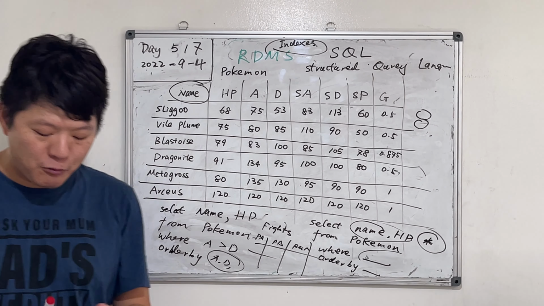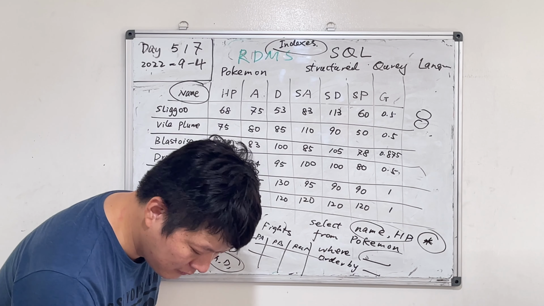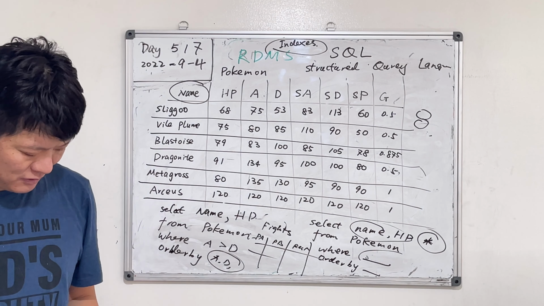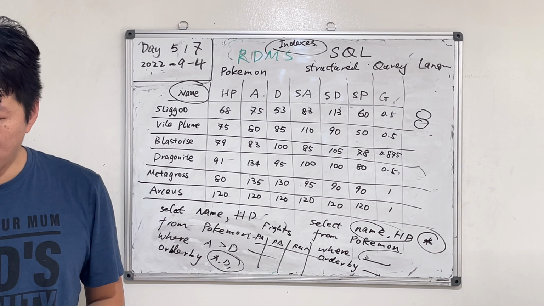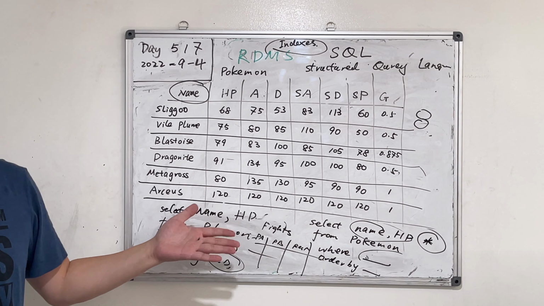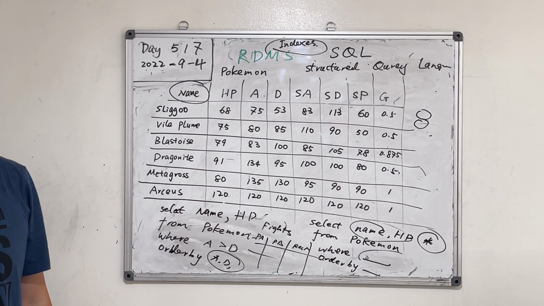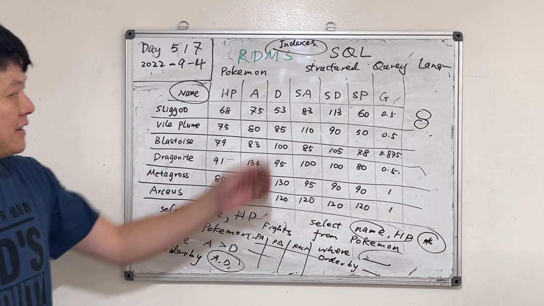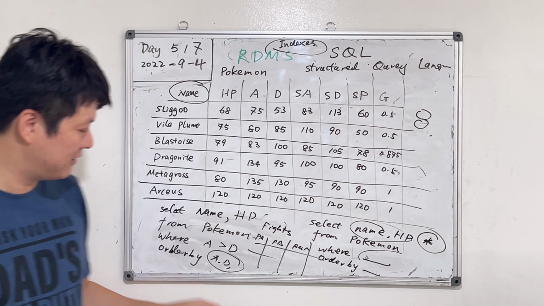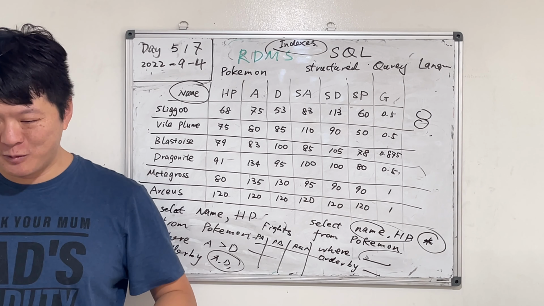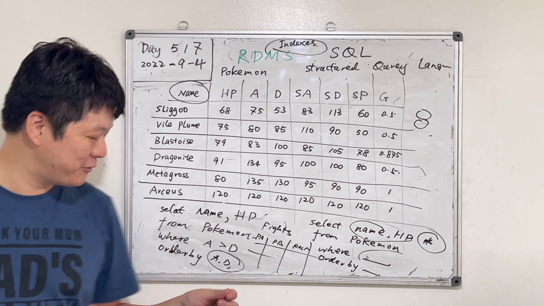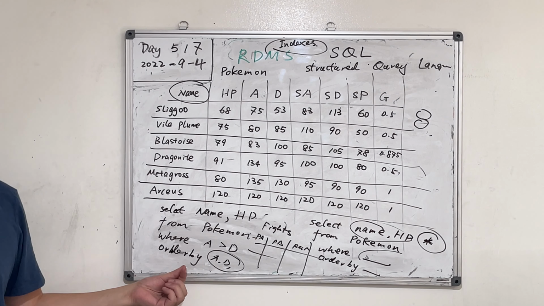To sum up, what have you learned today? Not really about Pokemon. What's the takeaway today? Database. SQL, perfect. This is the Structured Query Language. Select something from somewhere where the criteria are met, and we can have order by. This is the basic format.